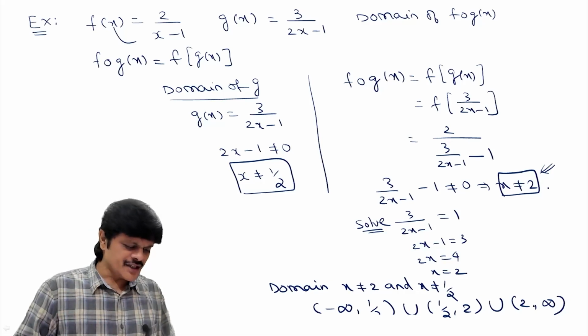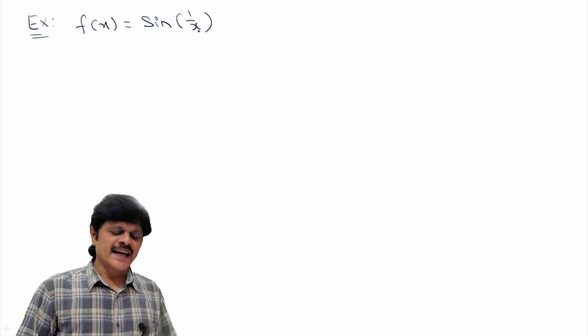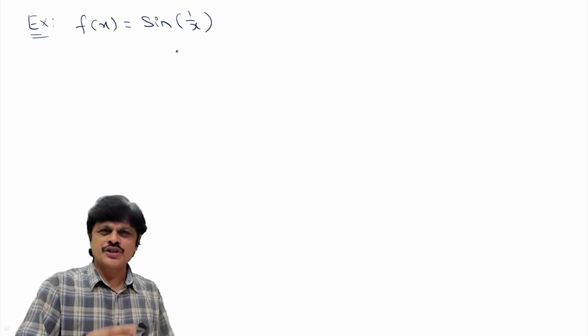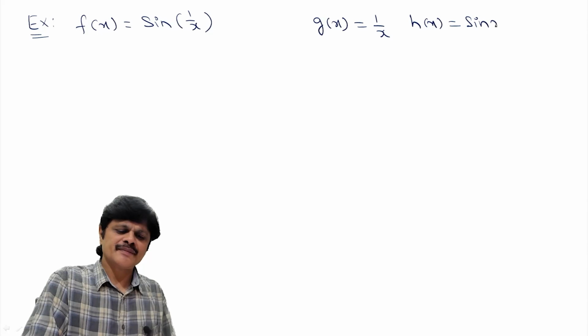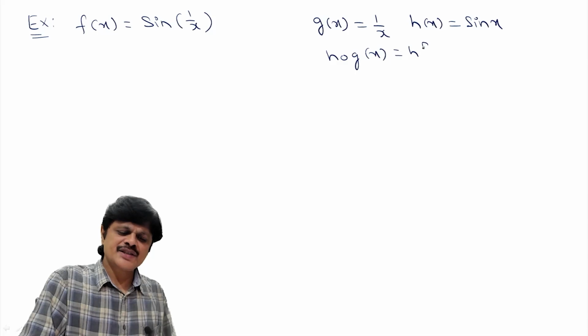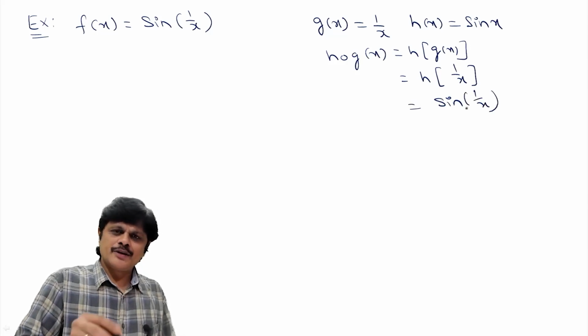Let us take one more interesting example. Now sine 1 by x. Generally people feel it is a single function. Actually, it is not a single function. It is a composition of two functions. The two functions are g of x, which is 1 by x, and h of x, which is sine x. So actually it is h circle g of x, h of g of x. What is g of x? 1 by x. h of 1 by x means sine 1 by x. So this function is actually a composition of two functions. It's not a single function.